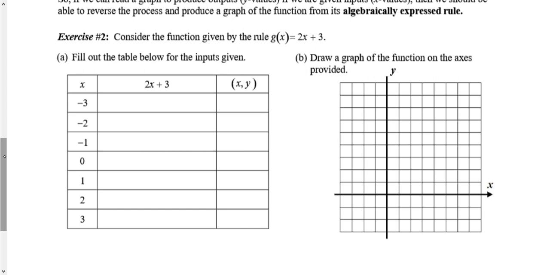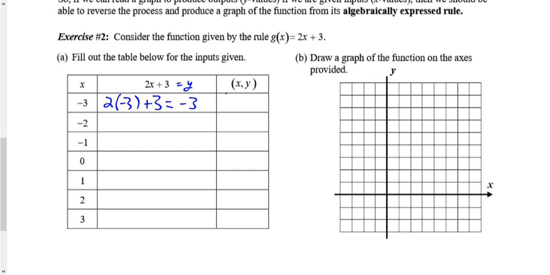Right, so they kind of overkill it, but we're going to go ahead and fill up the table, and then we'll pick 2 of them to plot our line and use our straight edge, yeah? Okay, so when x is -3, this would be g of -3. It would be 2 times -3 plus 3, equals what? It's -6 plus 3, so -3, right? So this is my x, this is my y, isn't it?